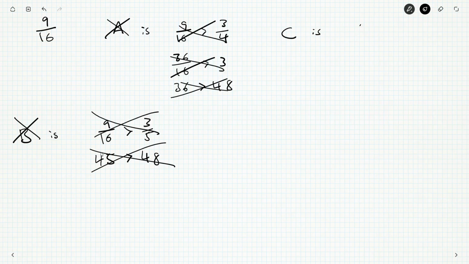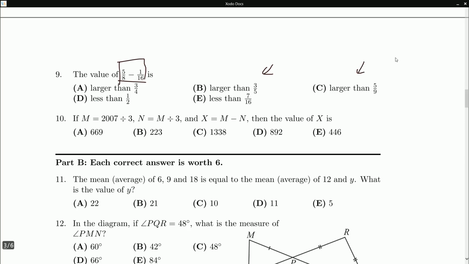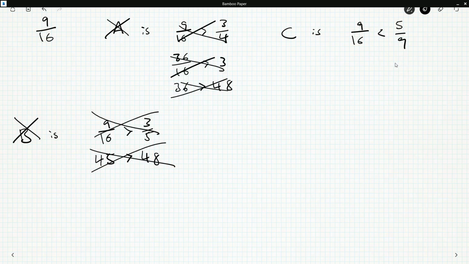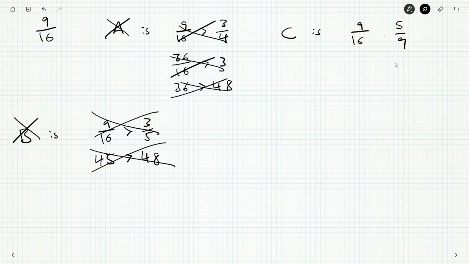All right, now C, is 9/16 larger than 5/9? The other two are less than, that's why. All right, well, multiply by 9 to get 81, and 5 times 16, multiply those together, you get 80. Hey, that's correct, which means the previous one must be correct, which means C is our answer. And if we figure that out, we can stop there.